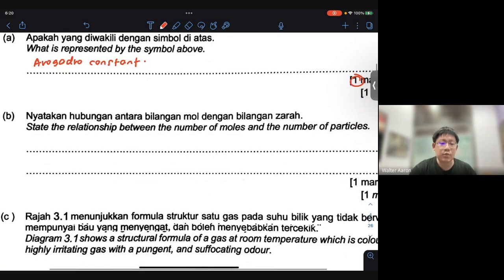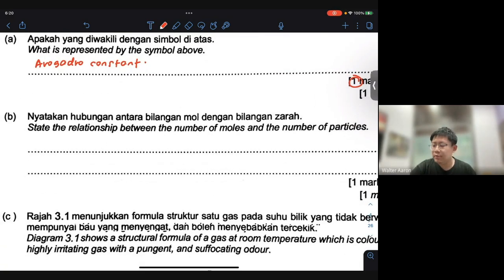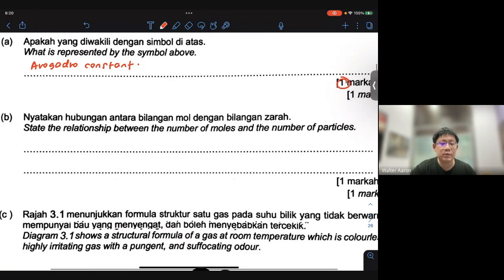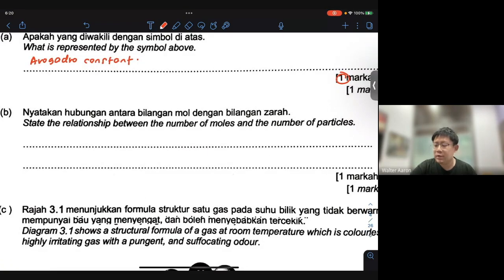And I ask you to state the relationship between the number of moles and number of particles. So you can just say that the number of mole is equivalent to number of particles divided by the Avogadro's constant. So what you can do here is very simple. You can say here number of mole. You can write it in the form of words if you want to, or you can write out the formula straight away also can.